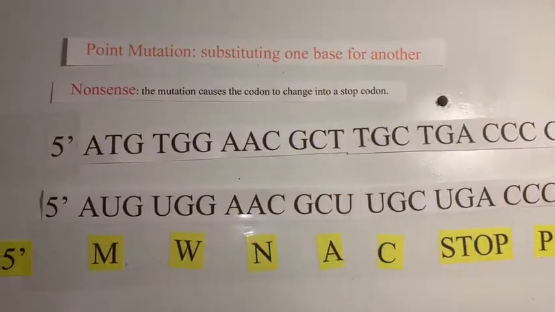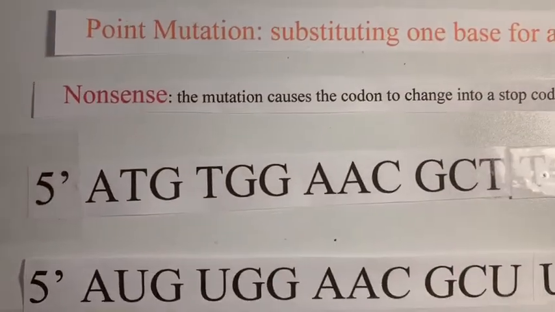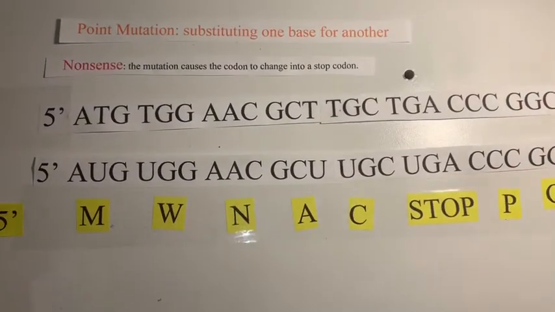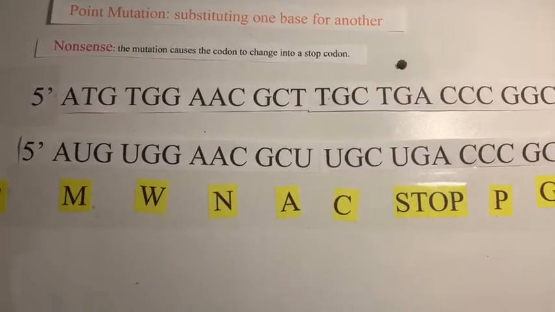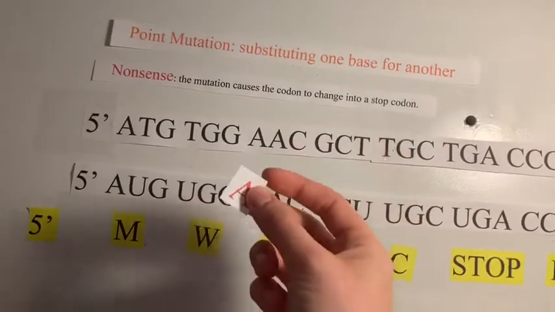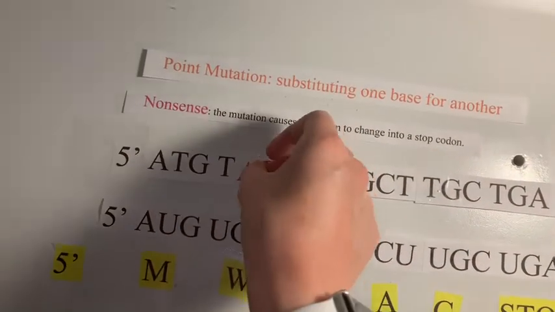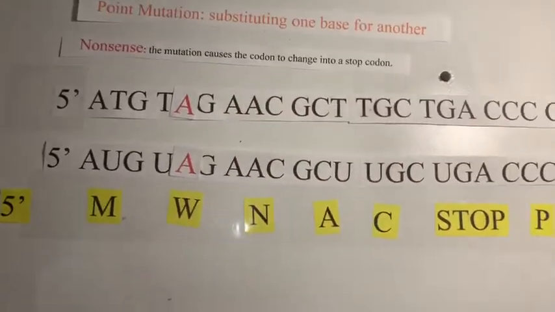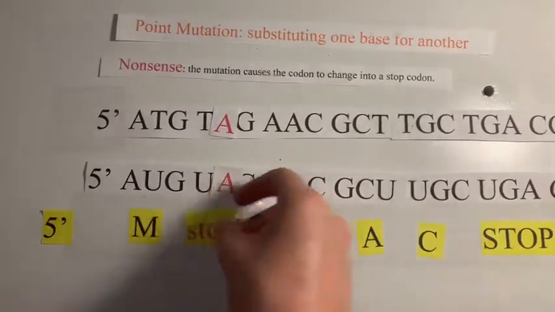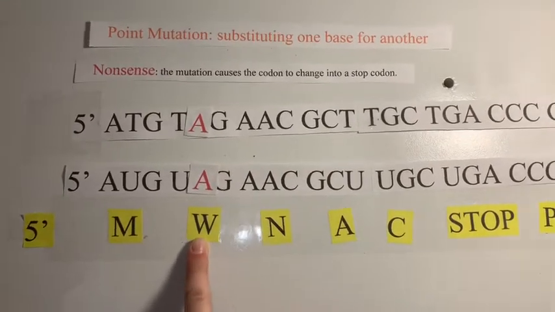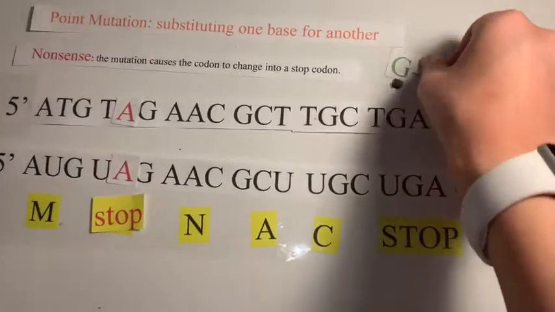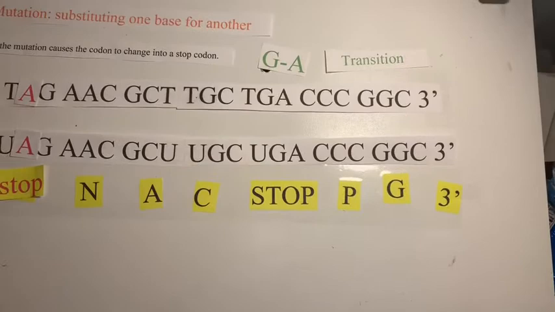The third type of point mutation effect is going to be nonsense, and this is when the mutation causes the codon to change into a stop codon. So what we're going to do is take this A base and replace the G base right here, and that in turn turns this into UAG, which codes for the stop codon. So it used to be coding for the W amino acid, but now it codes for the stop codon. This is a G to A base pair substitution, which means it is a transition.